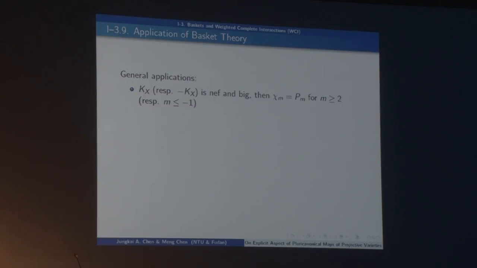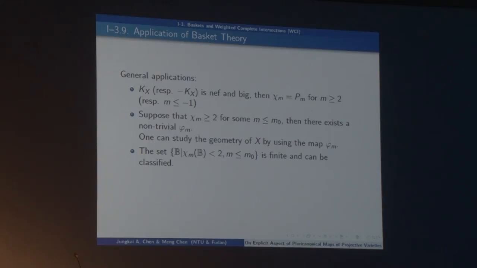So the application is like this. When we're considering the minimal model, the K_X is nef and big. By using the vanishing theorem, the Euler characteristic is nothing but the plurigenera. Suppose that the Euler characteristic is greater or equal than 2, which means the plurigenera is greater or equal than 2, then there is a non-trivial pluricanonical map. That gives you some geometric information, and you can use this pluricanonical map and apply the classical method to produce something. If on the other hand the Euler characteristic is smaller than 2, then we can show that the set of baskets is finite and therefore can be classified.